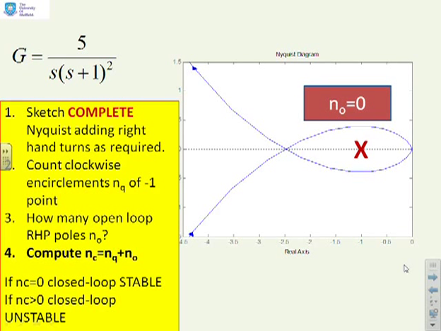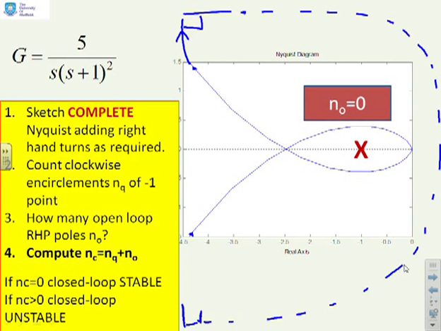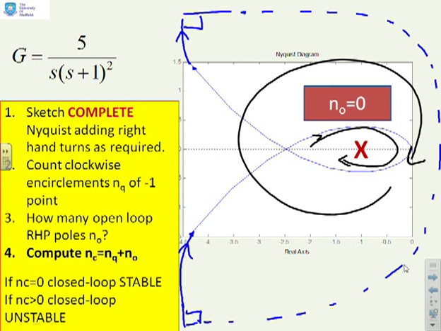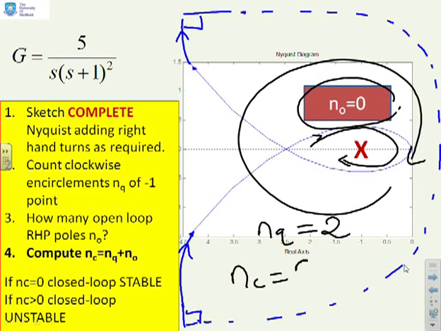Second example, G equals 5 over s(s plus 1) squared. So again, first step is to complete the Nyquist diagram. So put in our direction of flow, add our right-angle turns, do our 180 degree clockwise rotation, next right-hand turn, and in we come. So now, how many encirclements have we got of minus 1? Well, hopefully it's clear to you, you've got one encirclement in here, and you've got another encirclement round here, so therefore NQ equals 2. For this system, again you had NO equals 0, so NC must equal 2. So in this particular system, you can see you're going to have two closed loop right half plane poles, and you're going to be closed loop unstable.